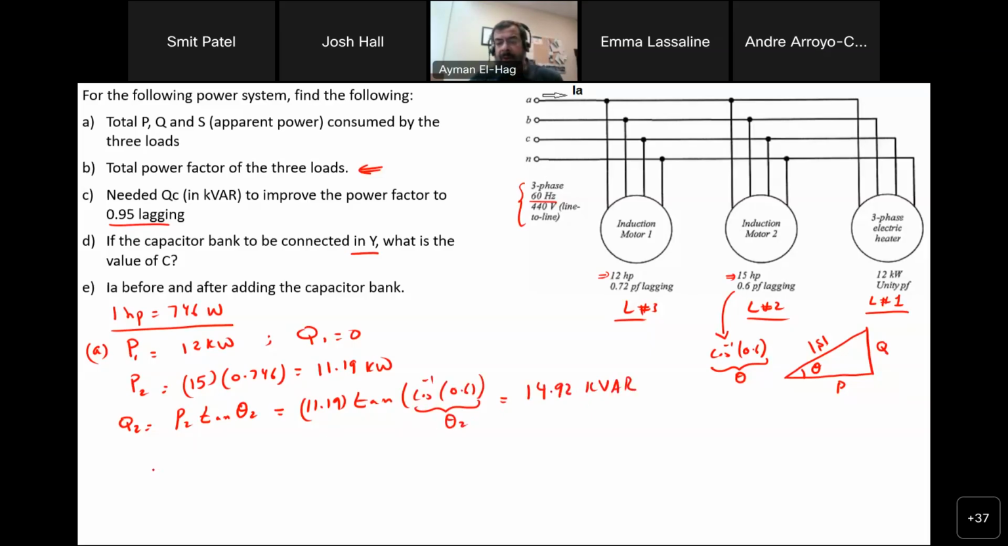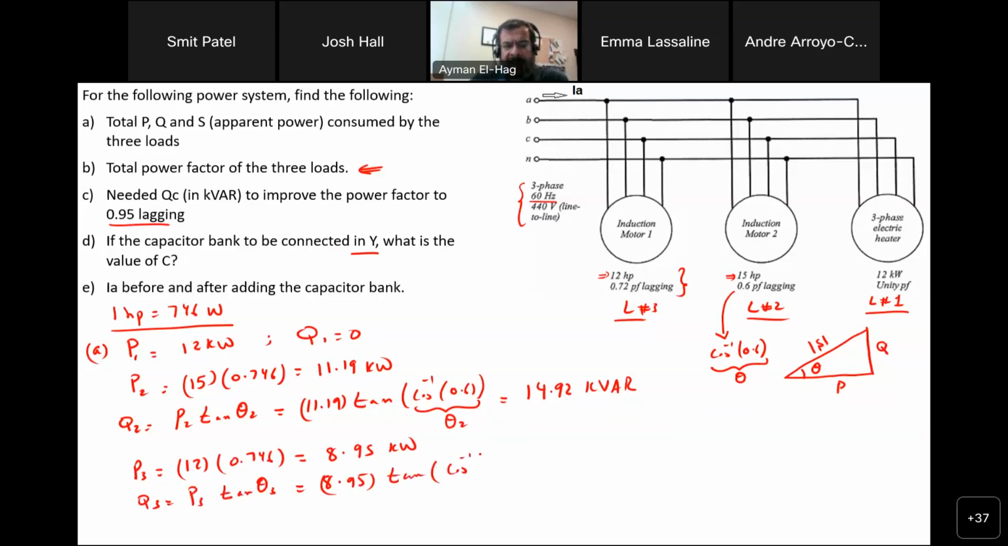Now we move to the third load, which has the same approach as the second load because we have the same inputs. So your P3 will equal the 12 horsepower times 0.746, and this will give me 8.95 kilowatt, and Q3 would equal P3 tan theta 3, where P3 I already calculated as 8.95 kilowatt. Theta 3 is cosine inverse of 0.72, and this will give me 8.63 kVAR.